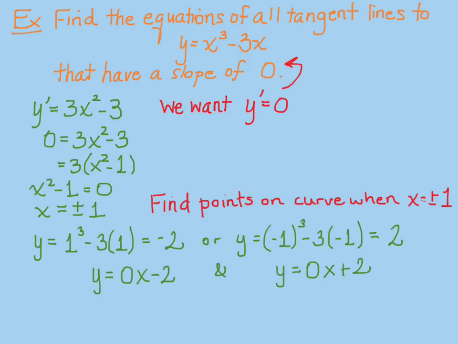Now we plug both of these into the equation of the line. So we end up with y equals 0x, because remember that's our slope, our slope is 0, minus 2. And y equals 0x plus 2. And we end up with the equations of the lines, y equals negative 2 and y equals positive 2.